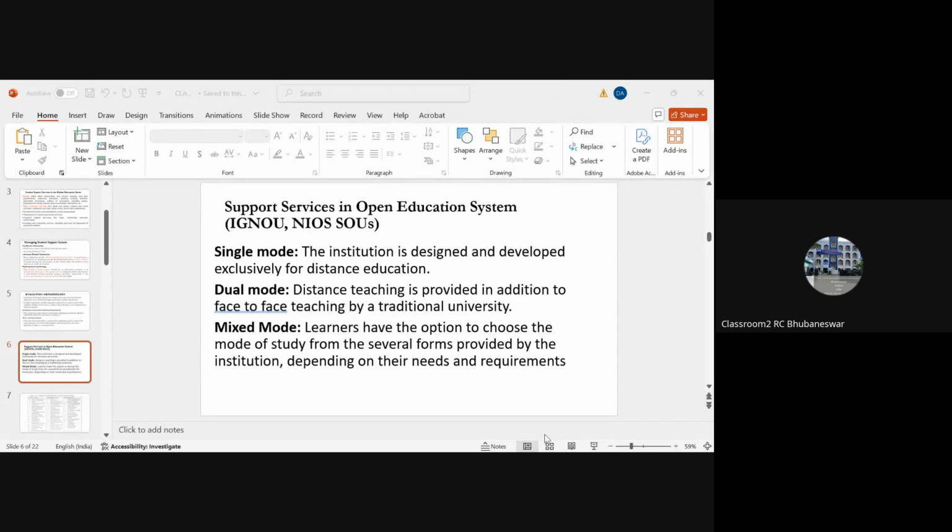Distance teaching is provided in addition to face-to-face teaching by a traditional university. That is dual mode. Utkal University is dual mode. Dual mode, sir. Yes, sir. Am I clear? Yes, sir. Okay, sir. In addition to face-to-face, there is a distance education program.